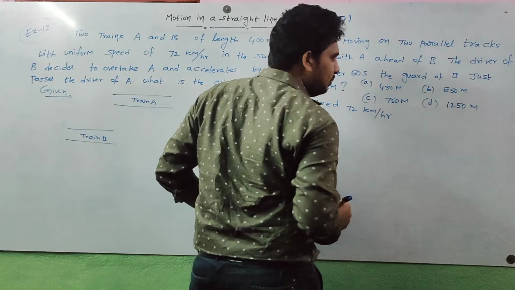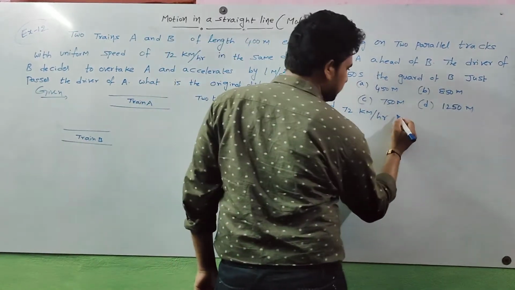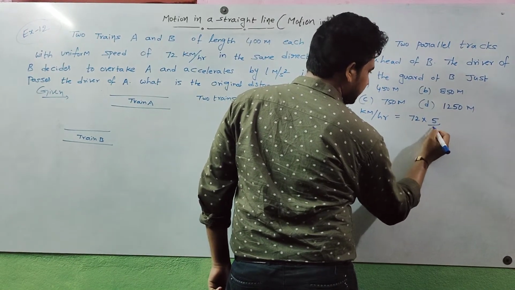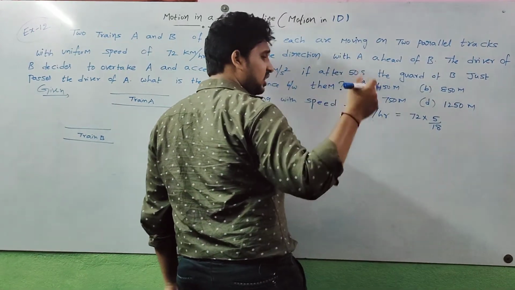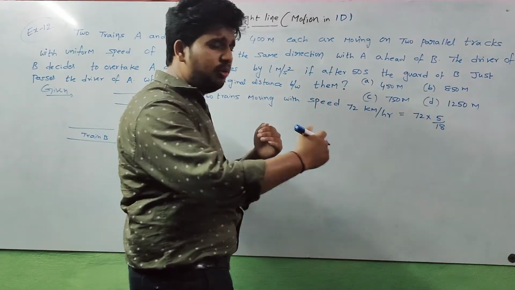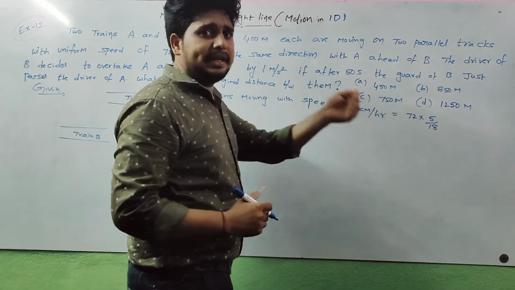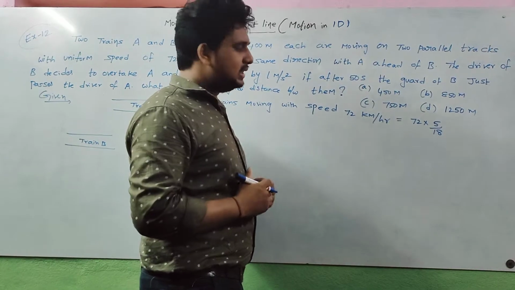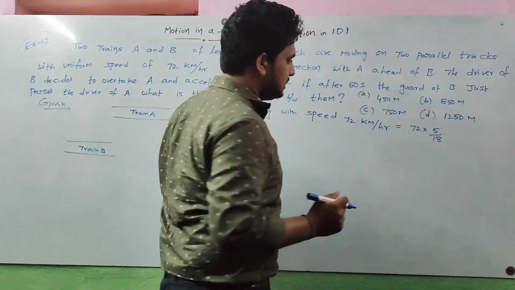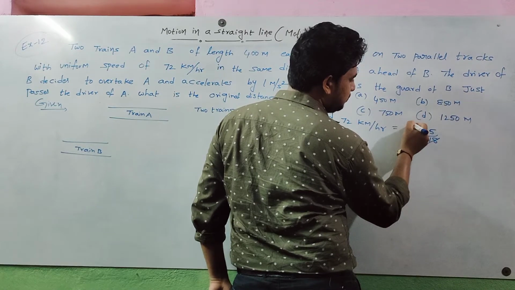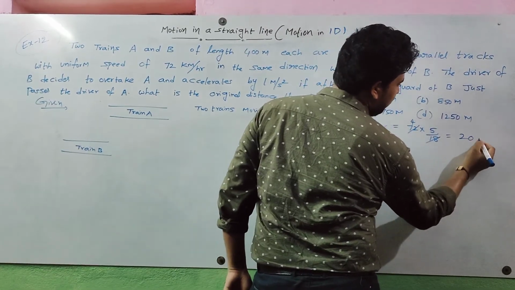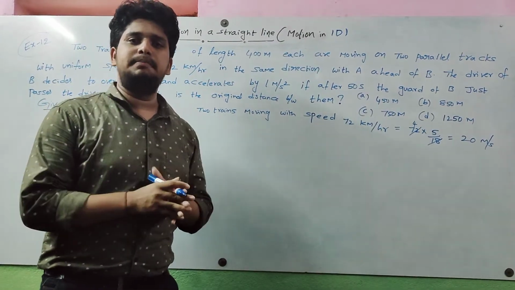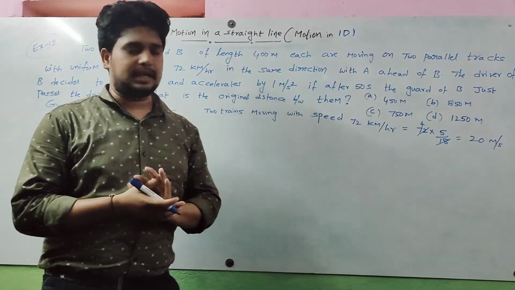So how do we convert kilometers per hour into meters per second? 72 into 5 by 18. I already discussed how to convert kilometer per hour into meter per second in the previous lecture. Please recapitulate, students. 72 into 5 by 18. So 18 goes into 72 how many times? 4 times. 5 into 4, 20 meters per second. Right? Two trains are moving with the speed of 20 meters per second.